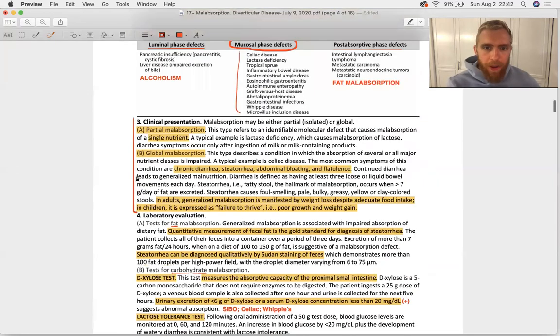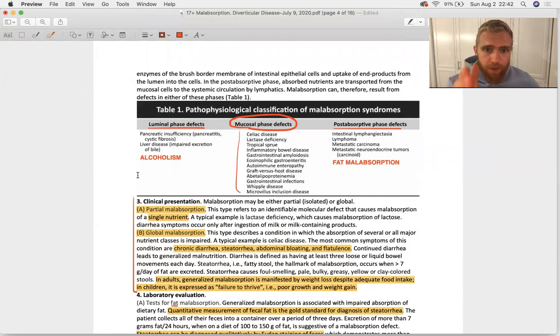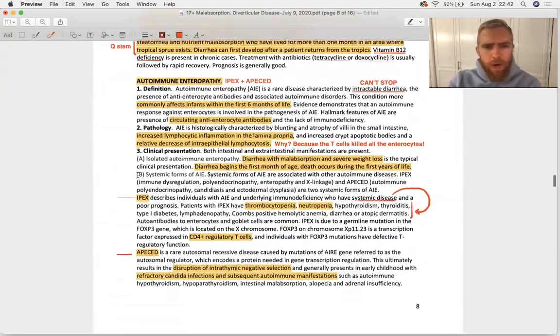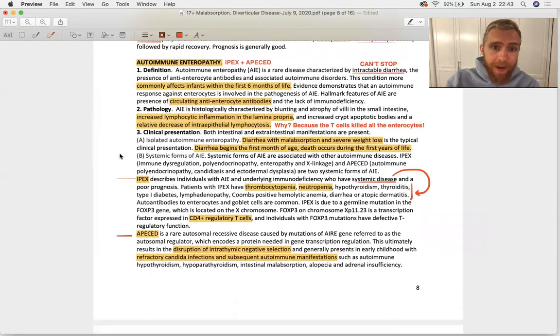So again, going back up, this is that mucosal phase defect. Remember, we said luminal phase, pre-enterocyte, post-absorptive phase, post-enterocyte, mucosal phase, stuff that hurts the enterocyte. It's going back down, autoimmune enteropathy. You've got antibodies directly against enterocytes, leading to lymphocytic inflammation in the lamina propria, increased crypt apoptotic bodies, and a relative decrease of intraepithelial lymphocytosis.